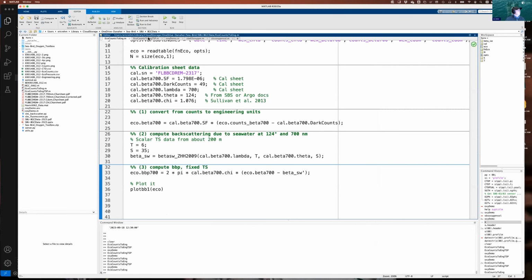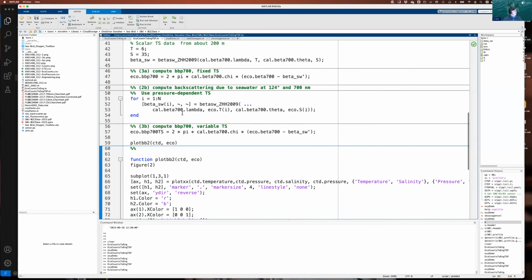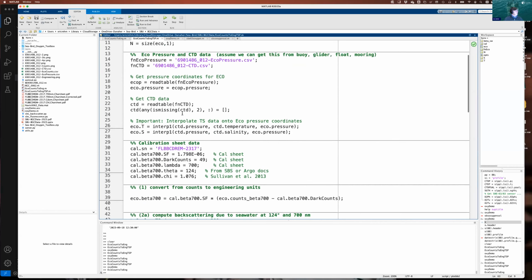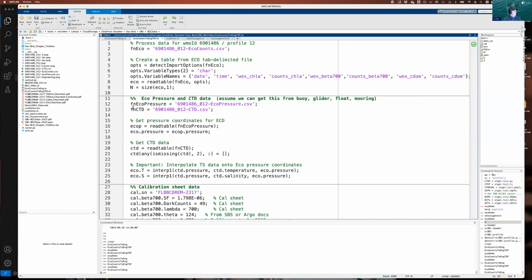So let's just take that one more step. Since this is a float with a CTD, I do have access to the CTD data, which I've conveniently put into a CSV file. And I also have access to the actual pressure coordinates of those eco. If they weren't available, let's say like on a glider, you would typically use the time axis, and you can interpolate the glider's pressure onto the time of the values for backscattering and temperature and salinity and so on.